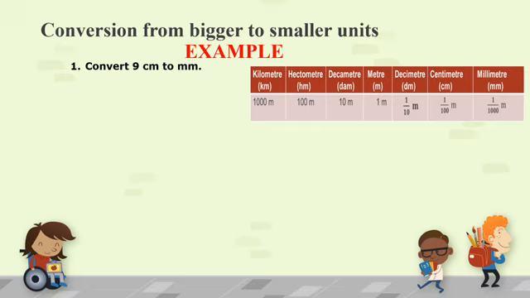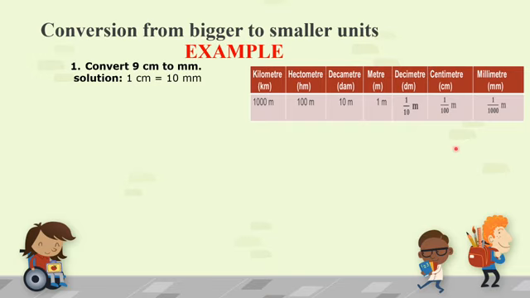The question is: convert 9 centimeter to millimeter. First we will have to find the relationship between centimeter and millimeter, and which side are we going? Centimeter to millimeter, from bigger unit, higher unit, to lower unit. And from higher to lower, we multiply.